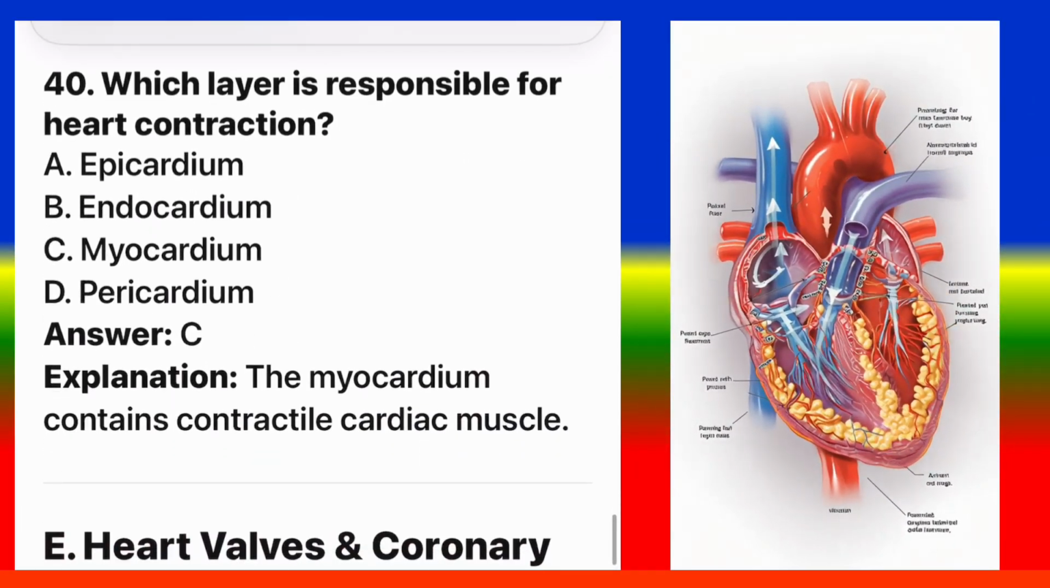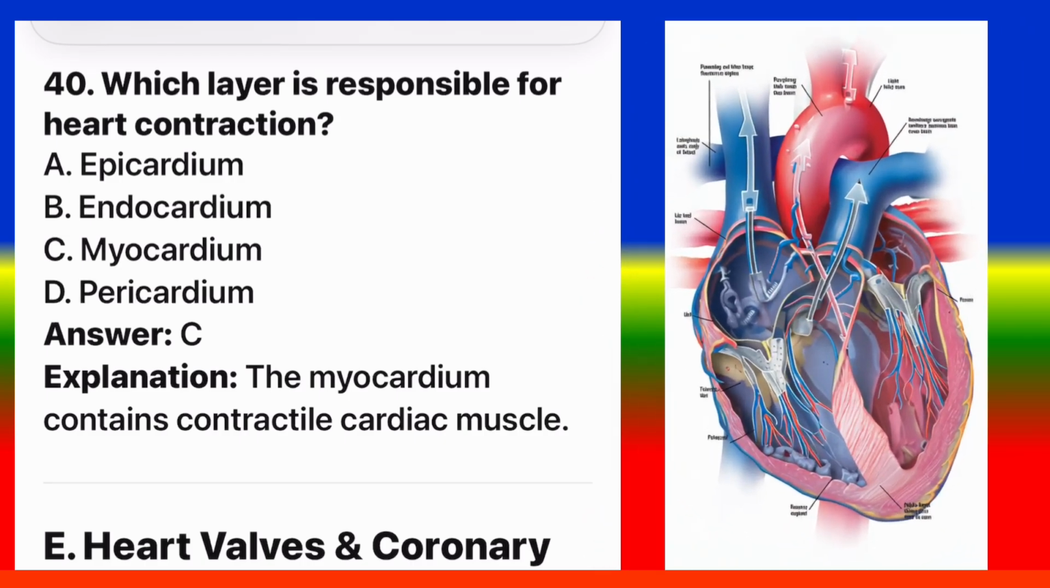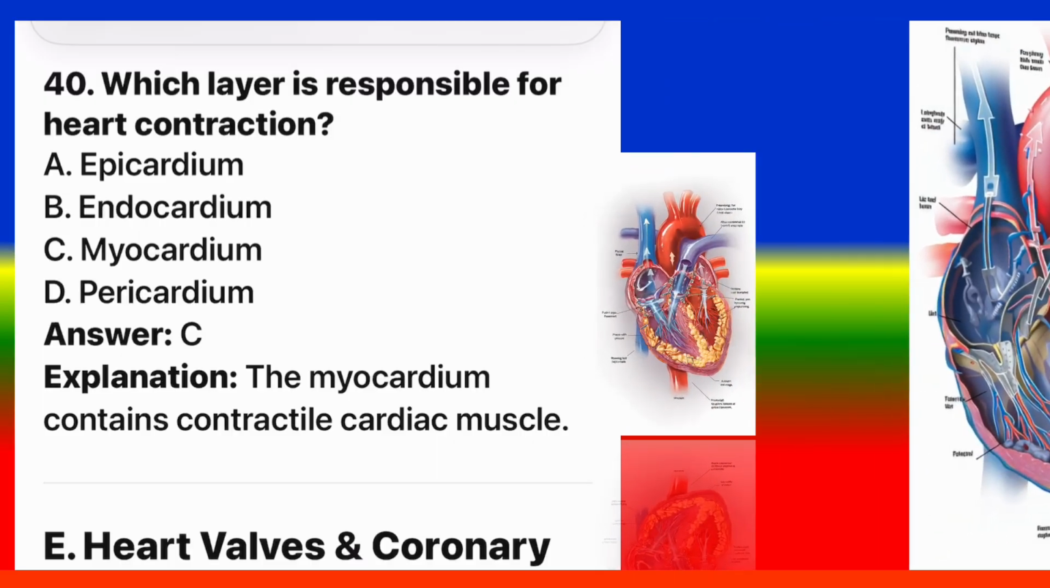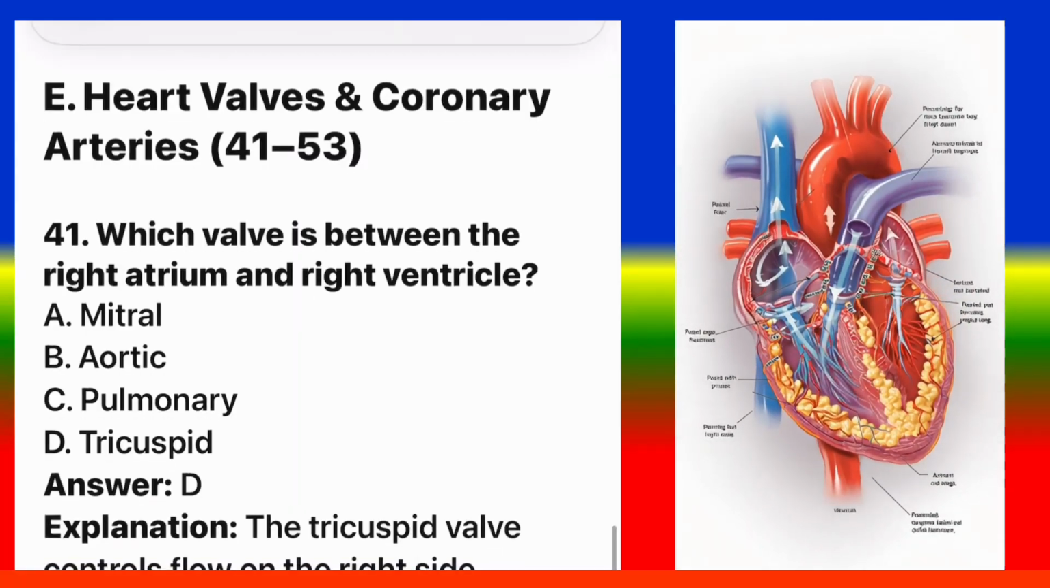40. Which layer is responsible for heart contraction? A. epicardium, B. endocardium, C. myocardium, D. pericardium. Answer C. Explanation: the myocardium contains contractile cardiac muscle. E. Heart valves and coronary arteries.